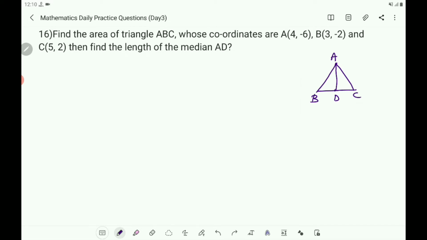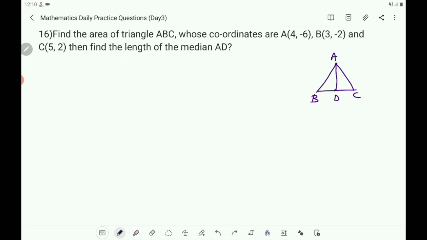To get the length of the median, we have to find the coordinates of D. As D is a midpoint of BC, by using the midpoint formula, you can get the coordinates of D. After getting the coordinates of D, use the distance formula and find the distance AD, that is, find the length of the median AD.